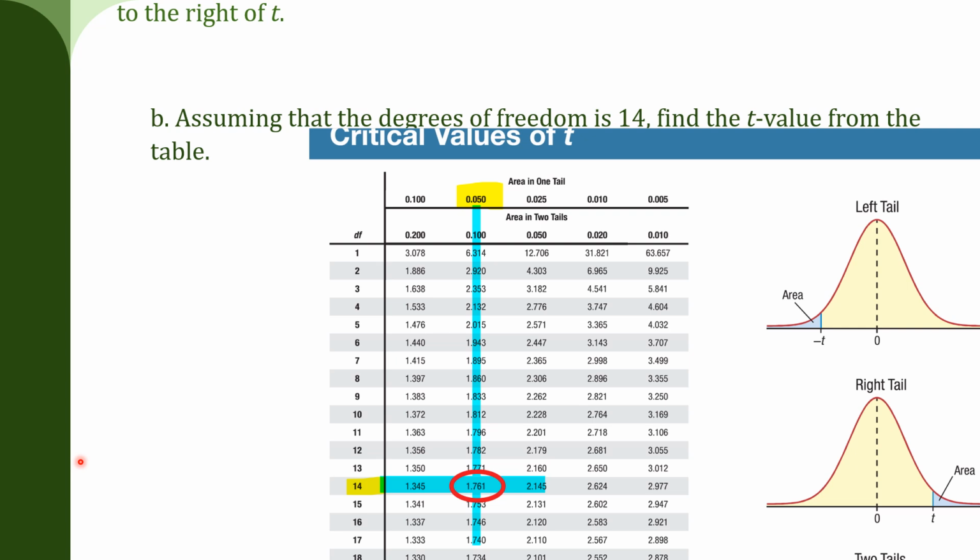So it's T equals 1.761. And again, we had already previously determined that that was going to be positive based on the fact that the area was 0.05 to the right of T.